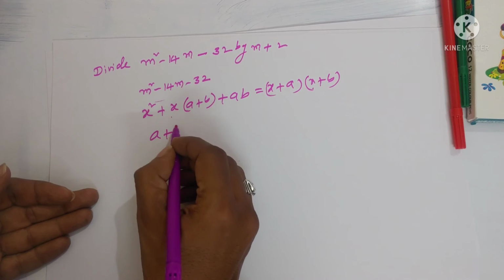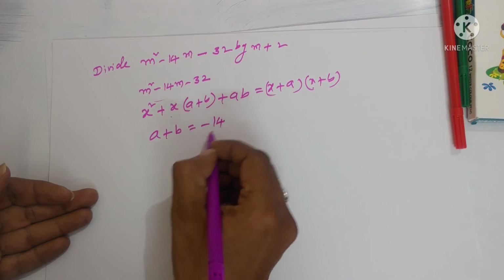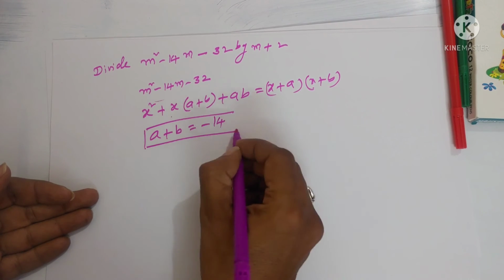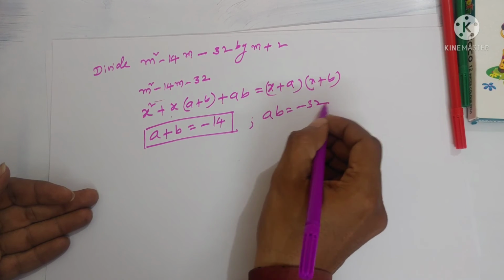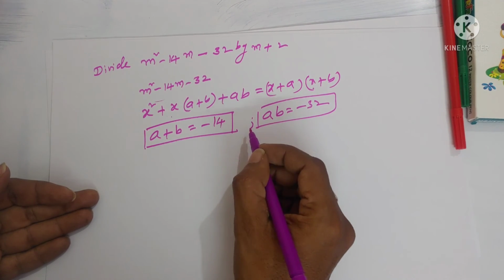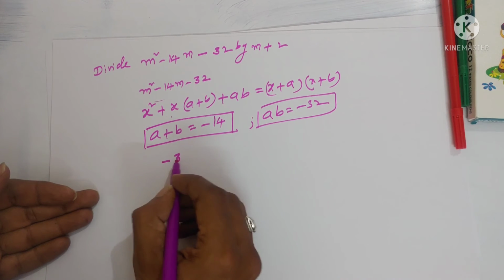Here, as usual, we apply the method we used before. So a plus b is equal to minus 14. Now ab is equal to minus 32. So here we simply take the factors of minus 32.